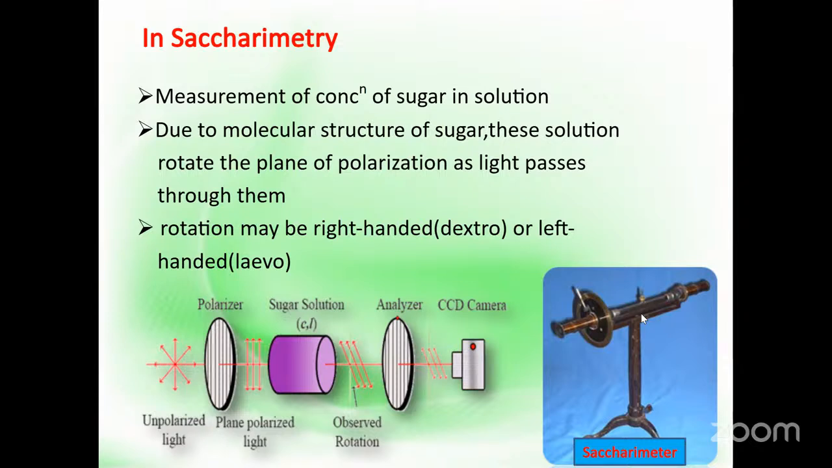This is the Laurent half-shade polarimeter. Unpolarized light. This is a vertical polarizer. This is the analyzer. So when it is a sugar solution, the polarized light is deviated. And again, when it passes through the analyzer, the intensity of light is reduced. And by using the camera, one can capture it.